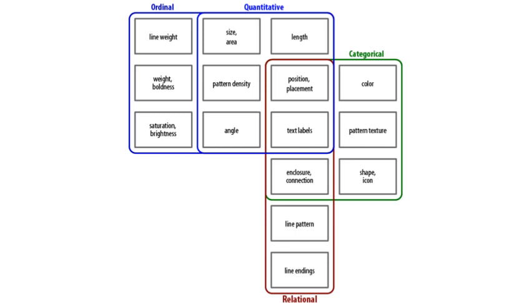Here's another way of representing that. So this is actually linking it to the different data types themselves. If we look at the categorical, which is the green square there, we can see that for categorical data, we've position and placement, color, patterns, shapes, text, and enclosure. So that's whether things are part of a group or not.